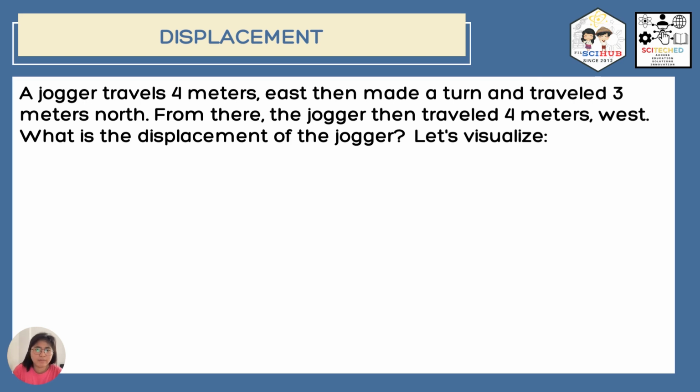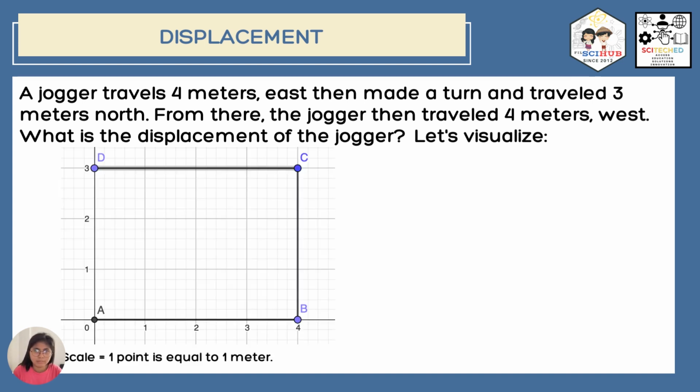So a jogger travels 4 meters east, then made a turn and traveled 3 meters north. From there, the jogger then traveled 4 meters west. What is the displacement of the jogger? So you can solve this through assigning values to each distance, but you can also just visualize this the way we did on the previous problem.